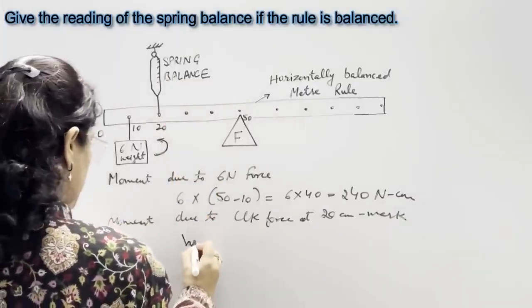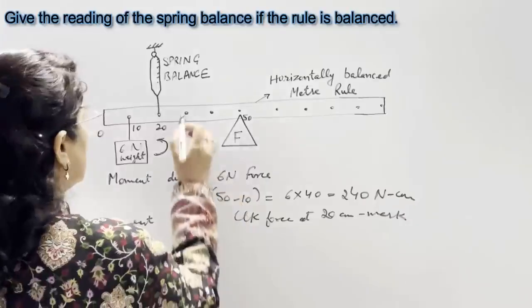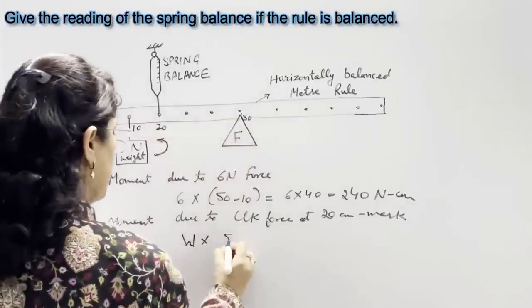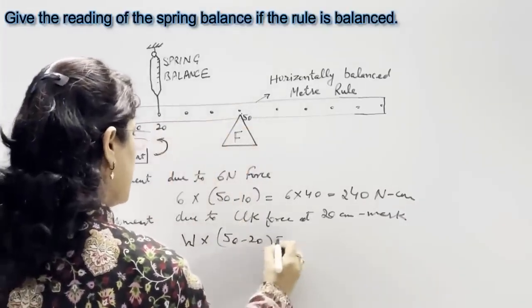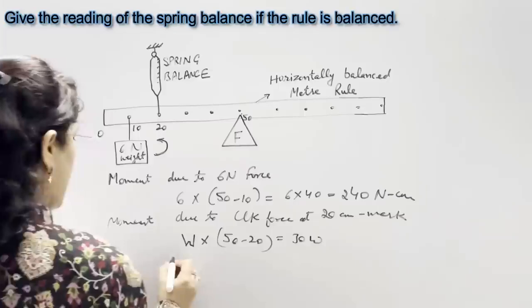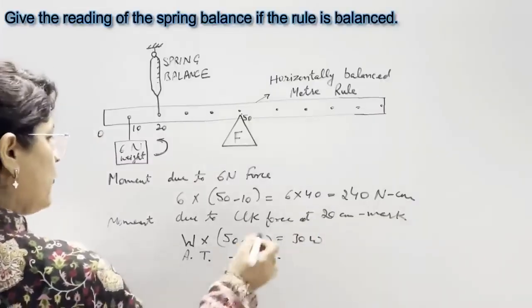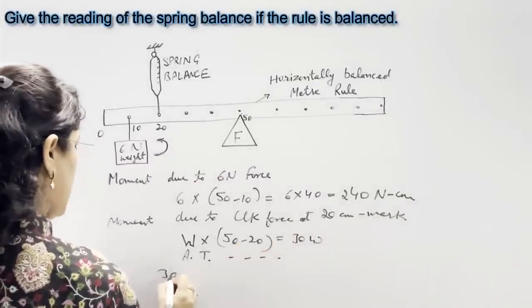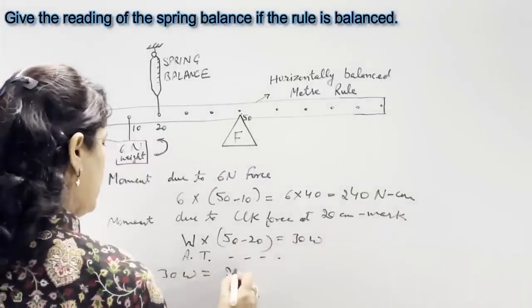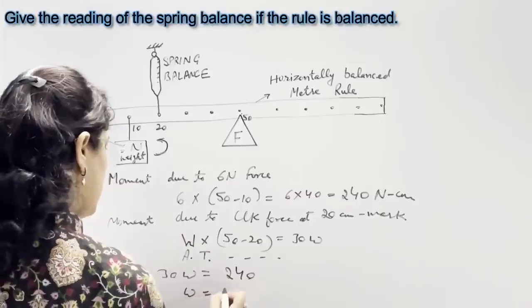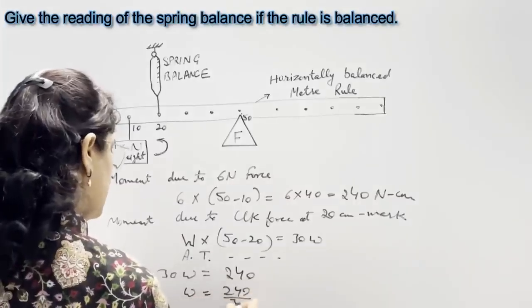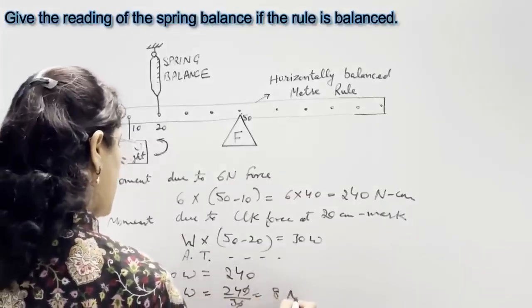We can take it as W, and then what is D? D is 50 minus 20. This is the distance from the fulcrum. It means 30 W. Now according to the principle of moments, these two forces should be equal. So 30 W is equal to 240. Now what is the value of W? 240 divided by 30. It means 8 Newton.